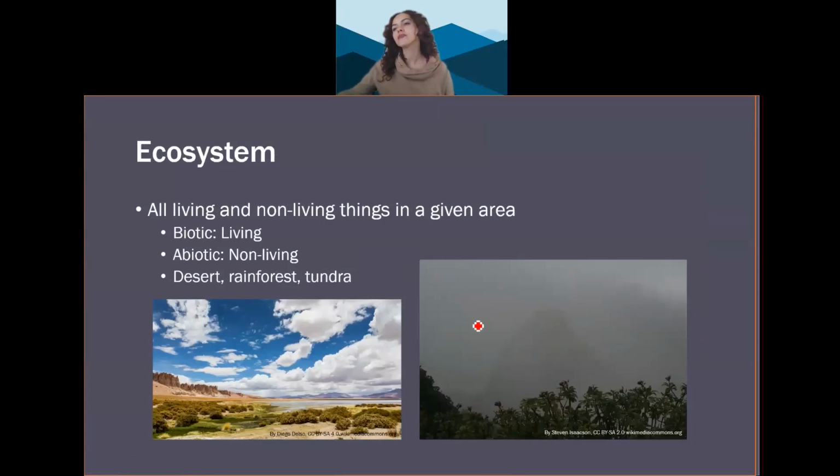Now, the ecosystem level is a bit different. The ecosystem includes all living and non-living things in a particular area. Sometimes you'll see the terms biotic, that just means living, and abiotic means non-living things in a particular area. When you think of an ecosystem, you want to include the plants, the sand, the water, the fish, the birds, and the air. Examples of ecosystems include the biotic and abiotic components of a desert or a rainforest or the tundra.